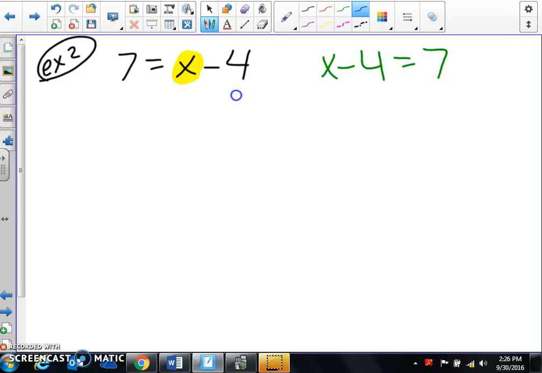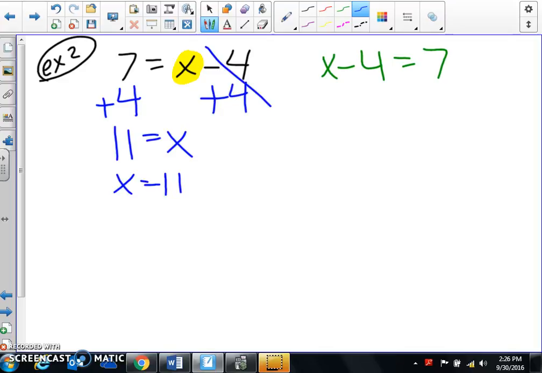So, if you just go back to the original, here's my x. I'm left with a minus 4. The opposite of subtracting 4 is adding 4. Those cancel. 7 plus 4 equals 11. So x equals 11. And I'm just going to go ahead and flip them, once again, using that symmetric property. That is my final answer.